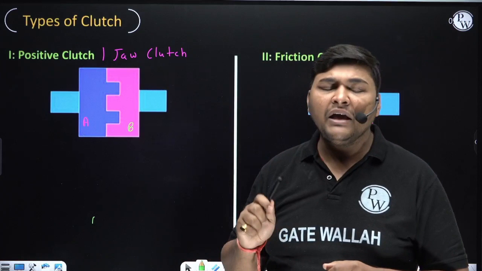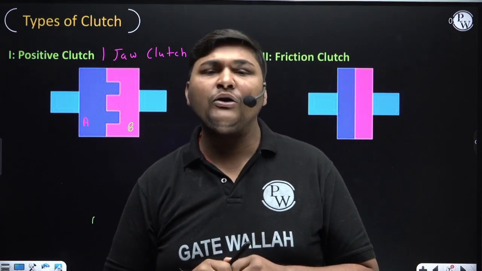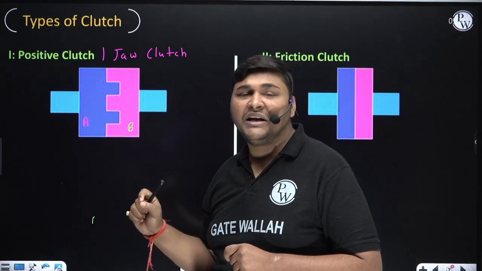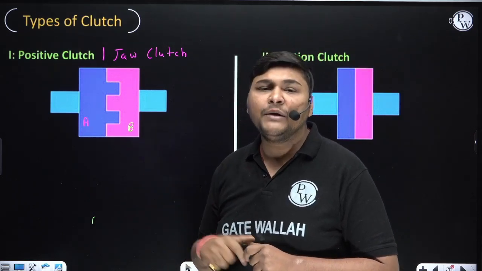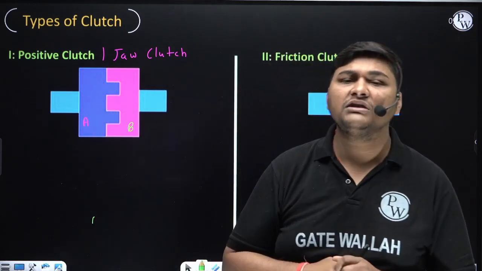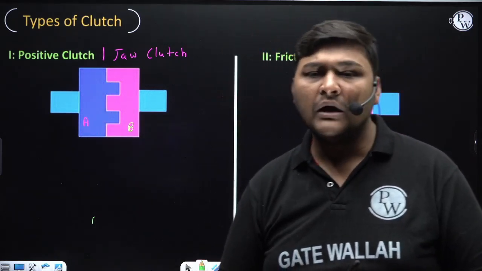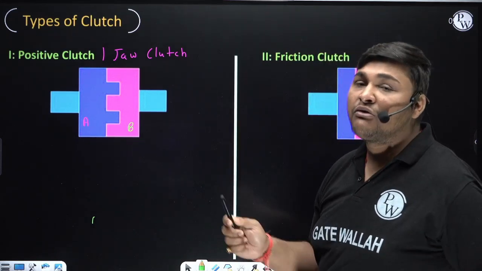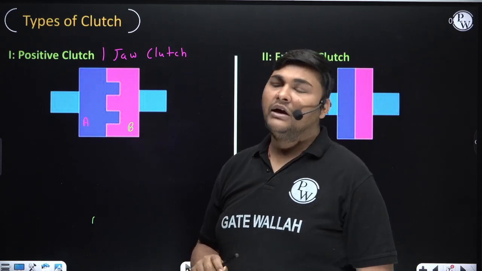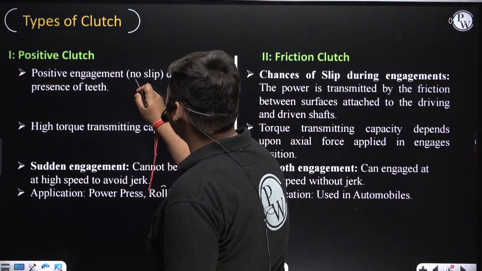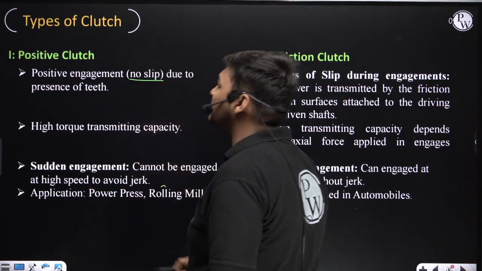Here we are engaging this clutch by using teeth, which means there will be no slip. And if there is no slip, this clutch is a positive clutch. So jaw clutch is also known as positive clutch. One of the biggest advantages of jaw clutch or positive clutch is that there will be no chances of slip. It is a positive engagement. I have written here, no chances of slip due to presence of teeth.